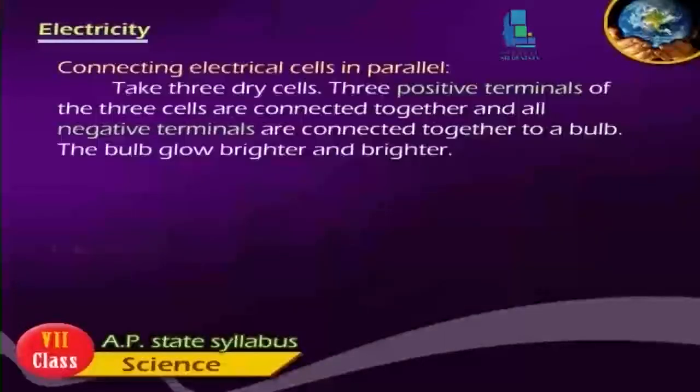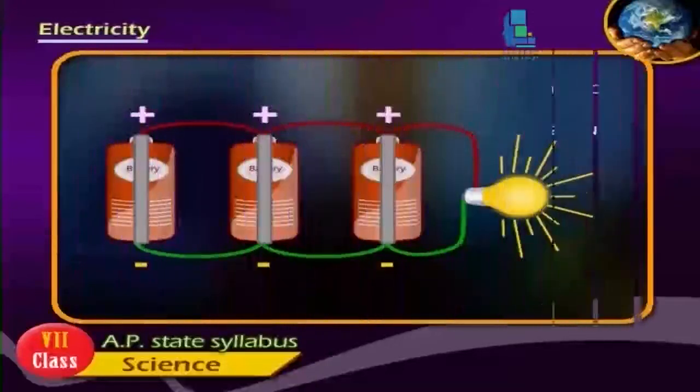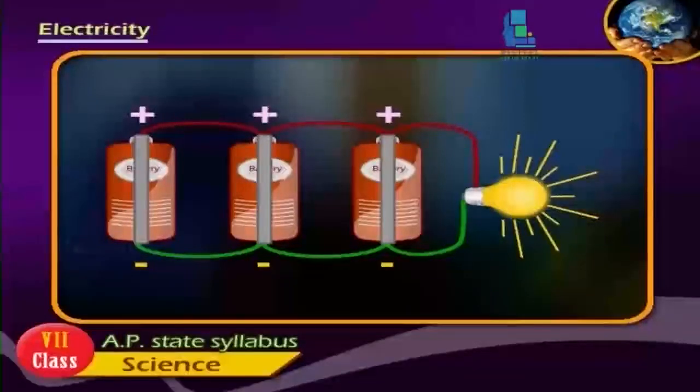Connecting electrical cells in parallel. Take 3 dry cells. 3 positive terminals of the 3 cells are connected together and all negative terminals are connected together to a bulb. The bulb glows brighter and brighter.